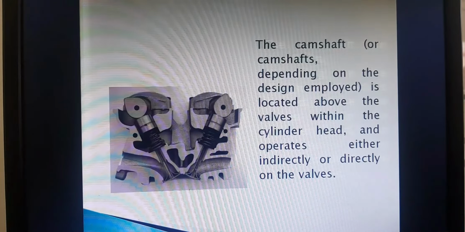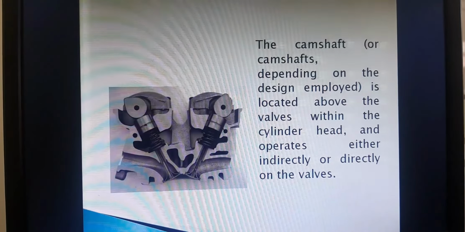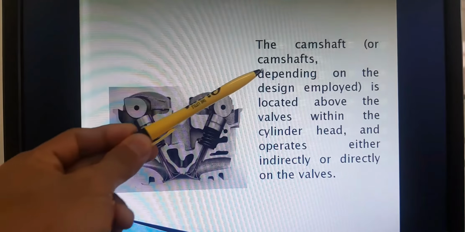This is the other example of the overhead camshaft. So the camshaft or camshafts, so we can expect that there is a single camshaft being installed, or we have a dual camshaft or two camshafts in a cylinder head. So that's why they said camshafts.